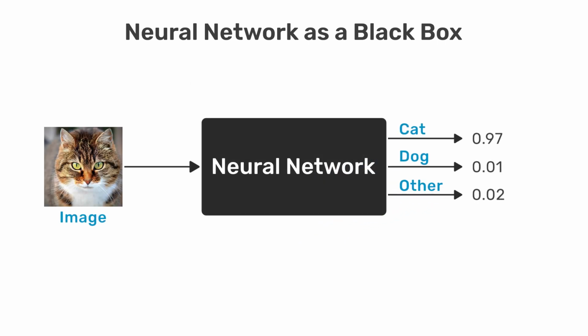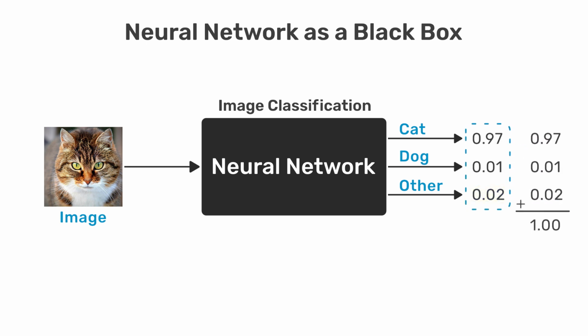This particular type of problem is called image classification, in which the input is an image and the output is a numerical value for each of the three possible classes. And just to be clear, the output from the network are three numeric values, not the labels themselves. In this example, the network produces 0.97 for the first output, 0.01 for the second, and 0.02 for the third. Notice that the three outputs sum to 1 since they represent probabilities. Since the first output has the highest probability, we say the network predicted the input image to be a cat.